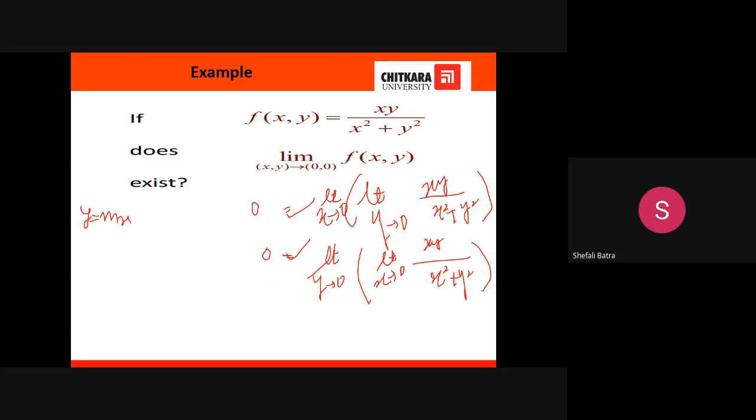See, simply you need to put y is equal to 0. So this becomes what? 0 into something is what? 0. 0 into something is 0. 0 divided by x square plus 0. So 0 divided by x square, that is 0. 0 divided by something is 0. Okay, let us solve it.